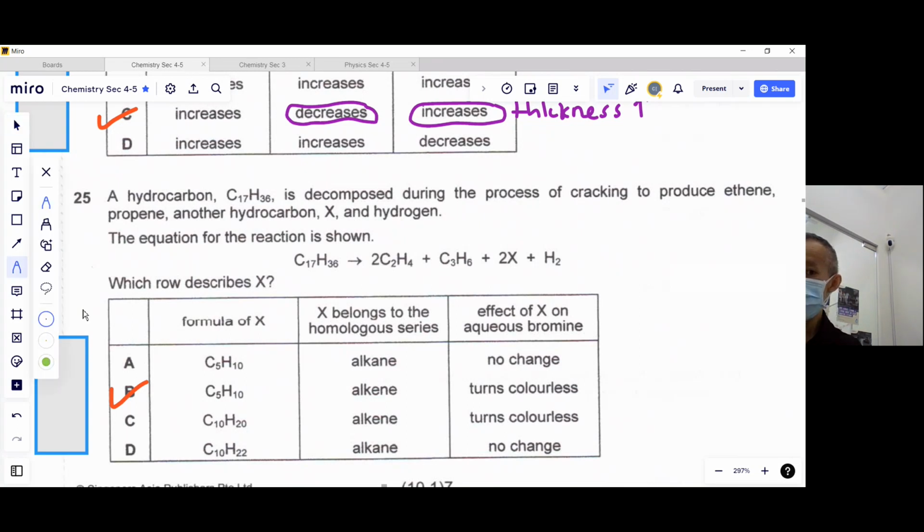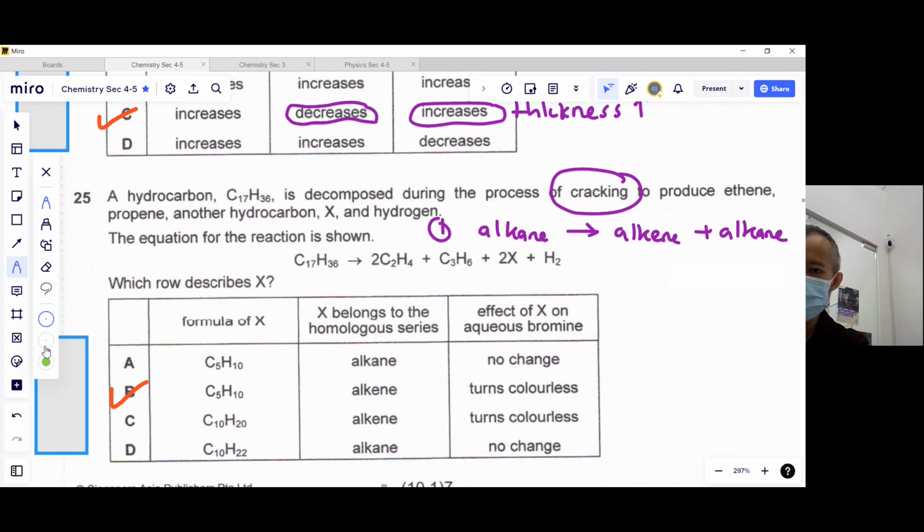Okay, this one is tricky. This is about cracking. Remember, there are two possibilities to crack. What are the two possibilities? Option 1: a big alkane becomes an alkene plus an alkane. This has come up a few times in the past.